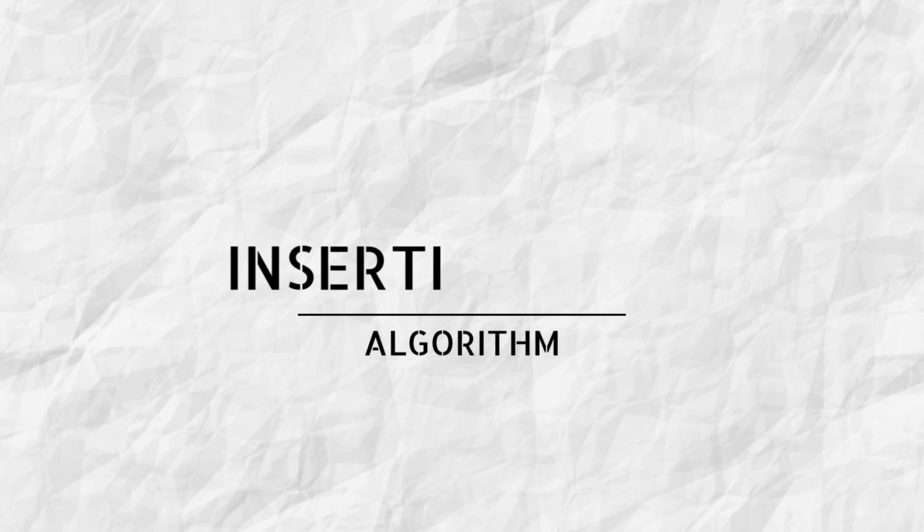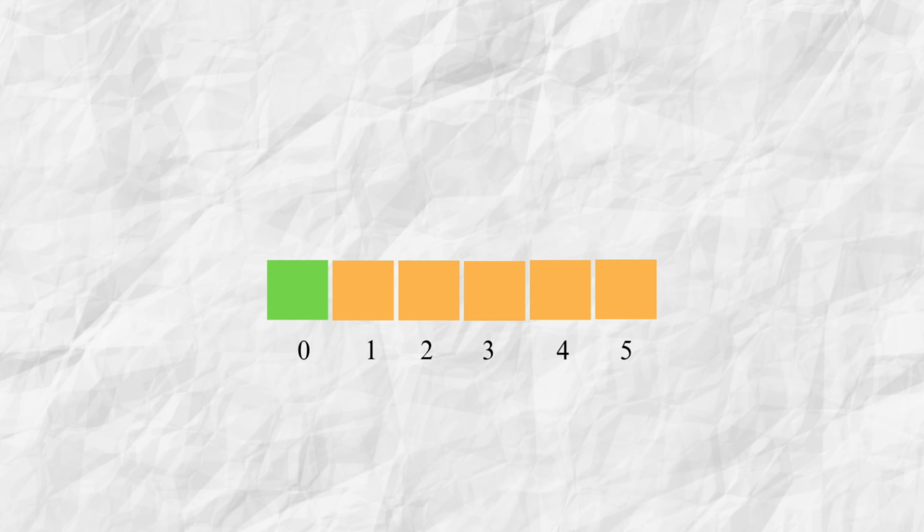Let us understand insertion sort in a simple way. Initially, the first element is considered sorted. I starts from index 1 and the current element becomes the key element. J points to the previous index, which is I minus 1.